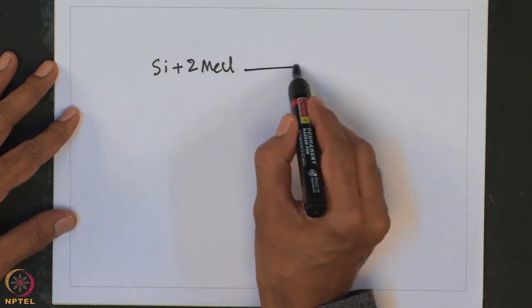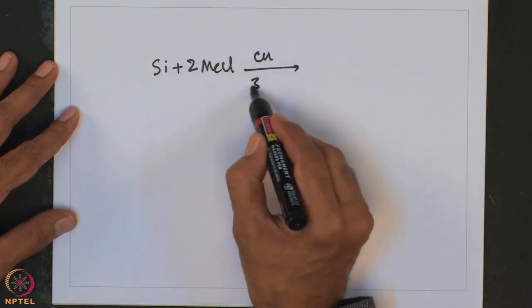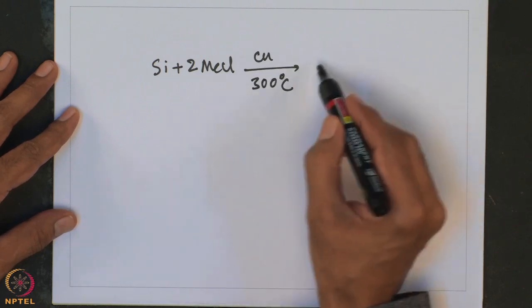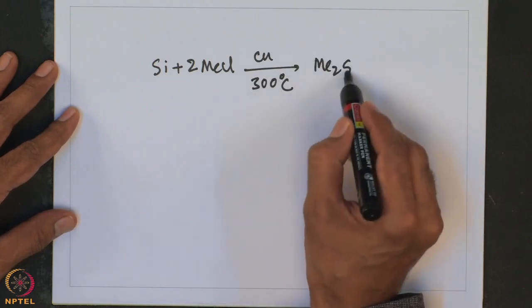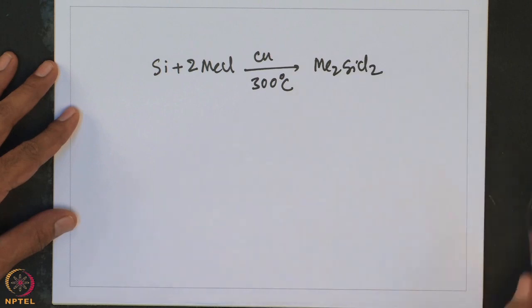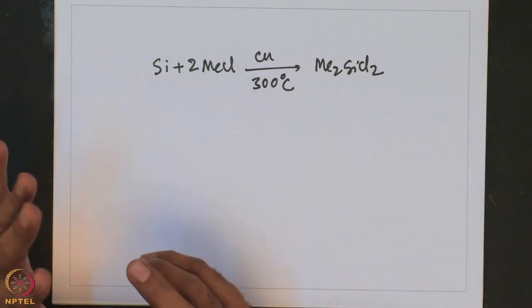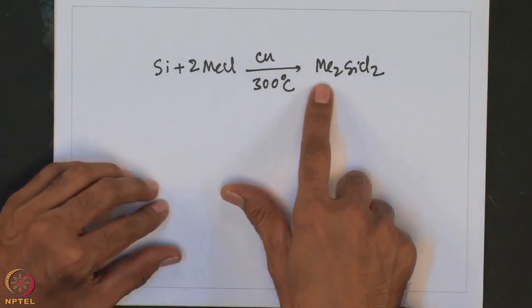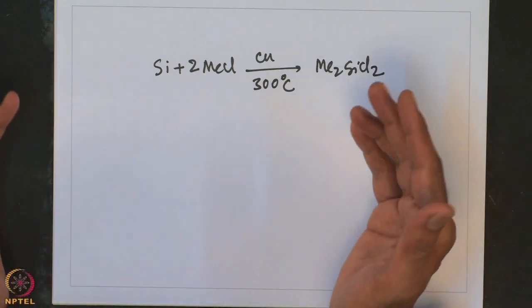So, this is passed over copper heated to 300 degrees centigrade to form Me2SiCl2. So, the commercial production of starting compound for various polymerizations involves the reaction of silicon with methyl chloride over heated copper at 300 degrees centigrade. Okay. You can see here.